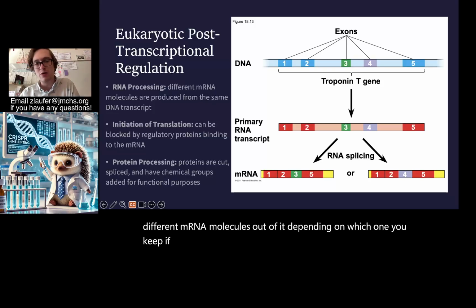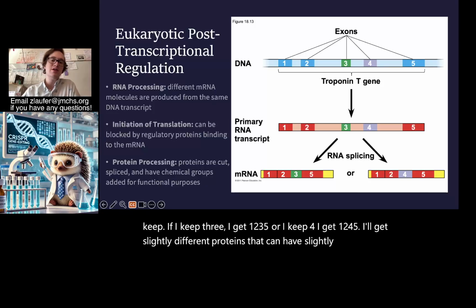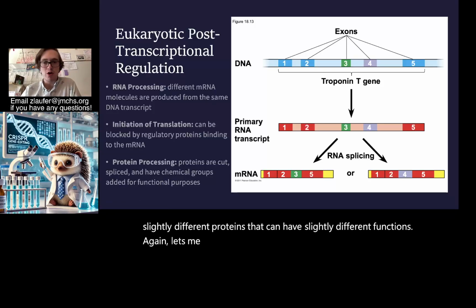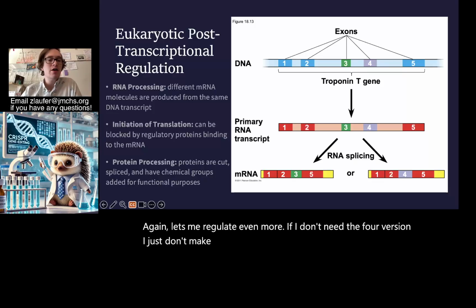If I keep 3, I get 1, 2, 3, 5, or I keep 4, I get 1, 2, 4, 5. I'll get slightly different proteins that can have slightly different functions. Again, lets me regulate even more. If I don't need the 4 version, I just don't make the 4 version.